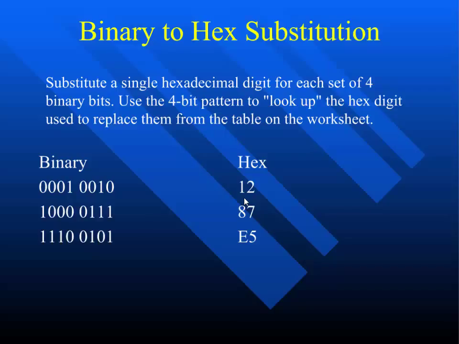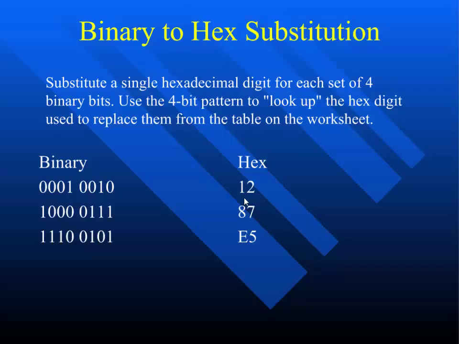You'll note that the digits from 0 to 9 in hexadecimal and decimal are all the same. It's only when you get to 10 and any number higher do you start seeing letters come into play. So here's our next binary number, 1000, that's 8. And the second half of that byte is 0111. Look on our chart, that's 7. We substitute an 8 for the first 4 digits, and then we substitute 7 for the next 4 bits.